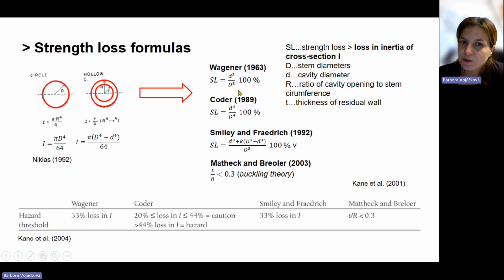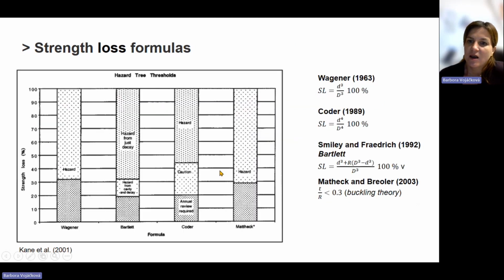But what is important is that they base these formulas only on the geometry. They didn't involve the material or the load. They were just working with this approach from mechanical engineers. Here is the same, but in a graph.